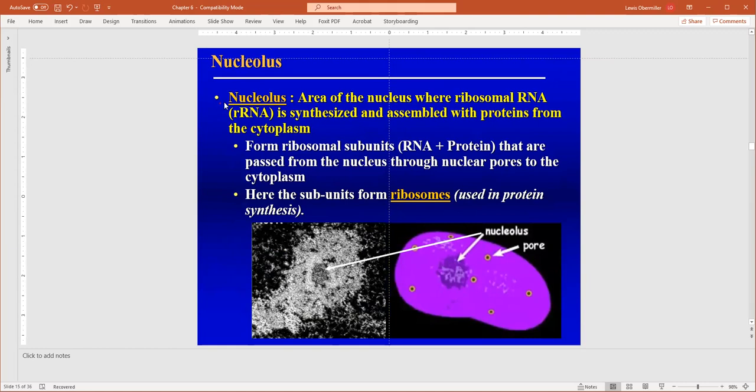All right, so a nucleolus, that's an area where ribosomal RNA is made within the nucleus. It's just a dark spot, and that makes the components of ribosomes. So this is the RNA. Remember, ribosomes are made up of RNA and protein together. So that RNA is called ribosomal RNA.